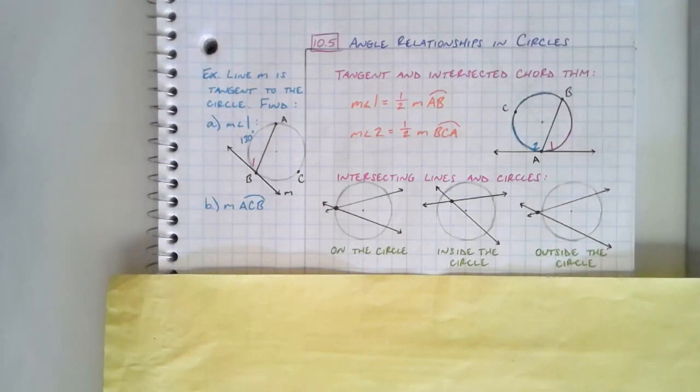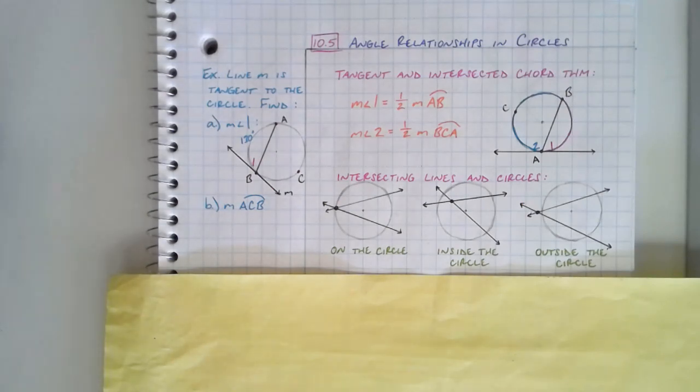All right, Chapter 10, Section 5, Angle Relationships in Circles. Just as the title suggests, we're going to be talking about how an angle can interact or intersect with the circle. And there's really three different ways that can happen that we're going to pay attention to, at least.